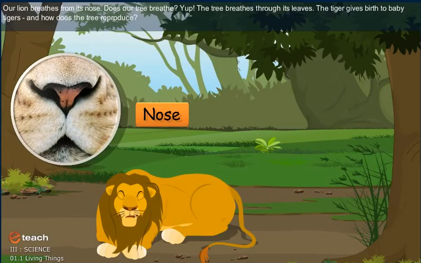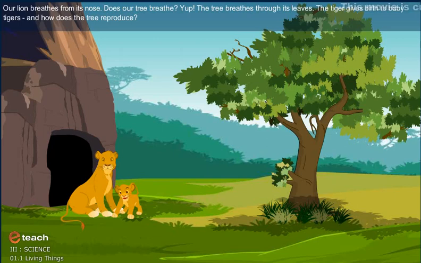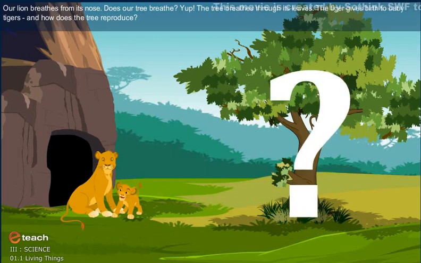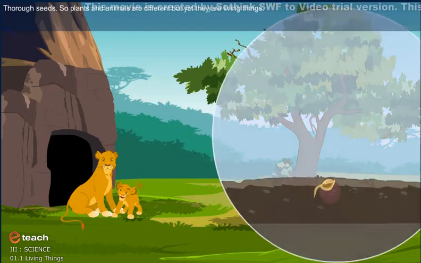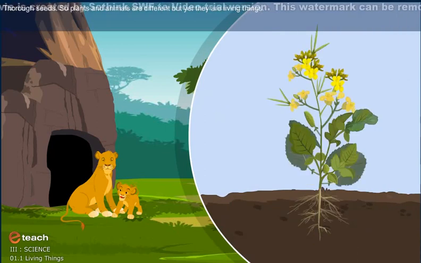Our lion breathes from its nose. Does a tree breathe? Yep, the tree breathes through its leaves. The tiger gives birth to baby tigers. And how does the tree reproduce? Through seeds. So plants and animals are different, but yet they are living things.